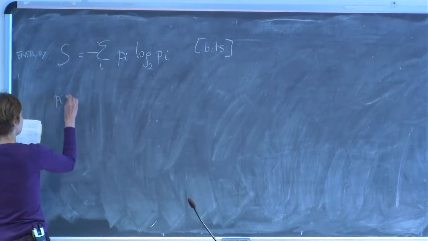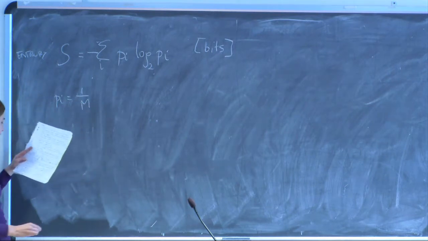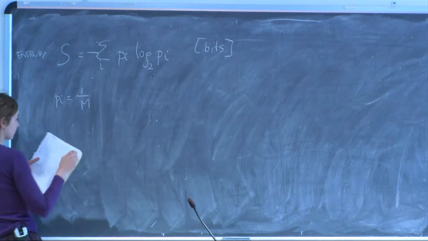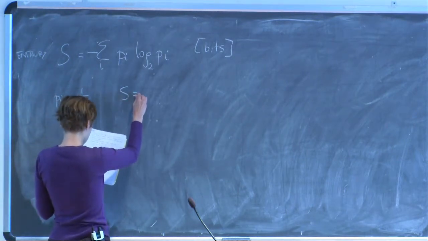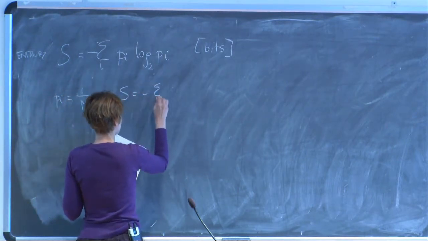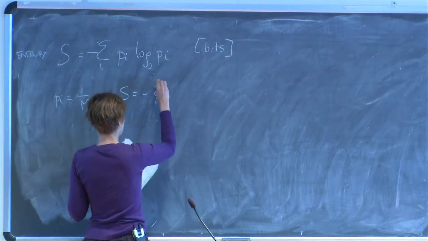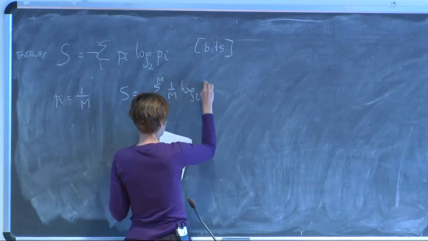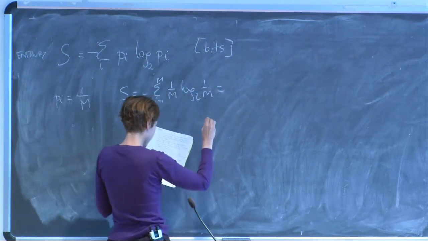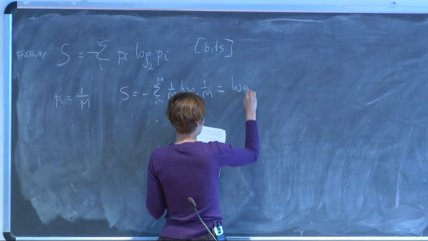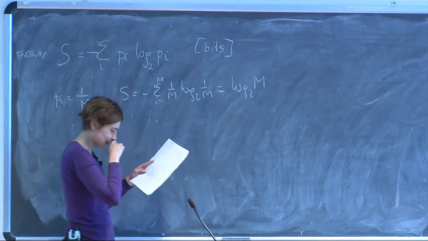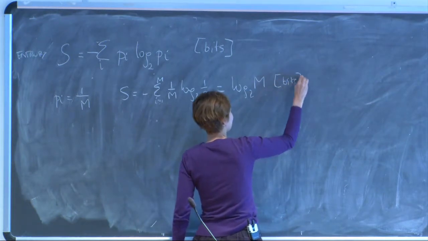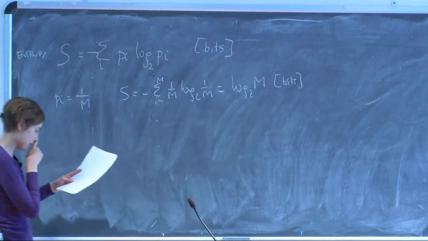Let's first assume that all of my bacteria are equally likely. If all my bacteria are equally likely, then my entropy is simple. I just plug it in. And that's why I need the minus sign, to get something positive at the end of the day for diversity. So I get log m bits.